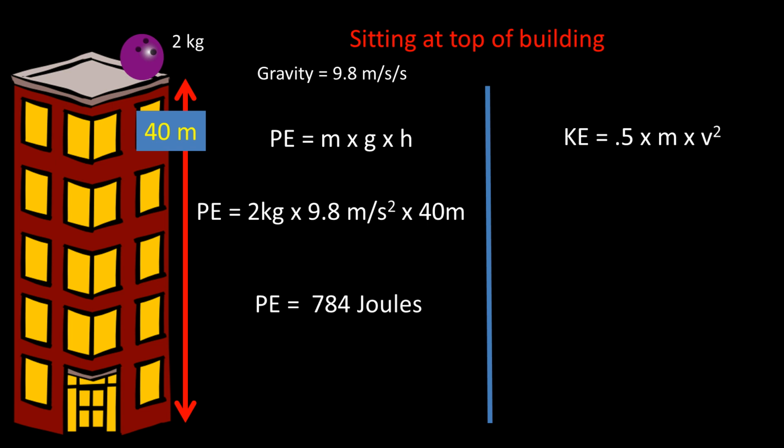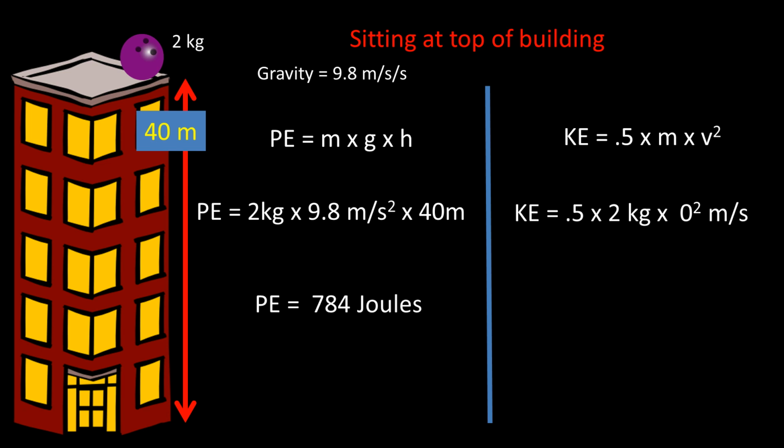Now, calculating kinetic energy, kinetic energy's formula is 0.5 times m for mass times velocity squared. So here we have KE equals 0.5 times the mass, which is still 2 kilograms, but the ball is not moving yet.